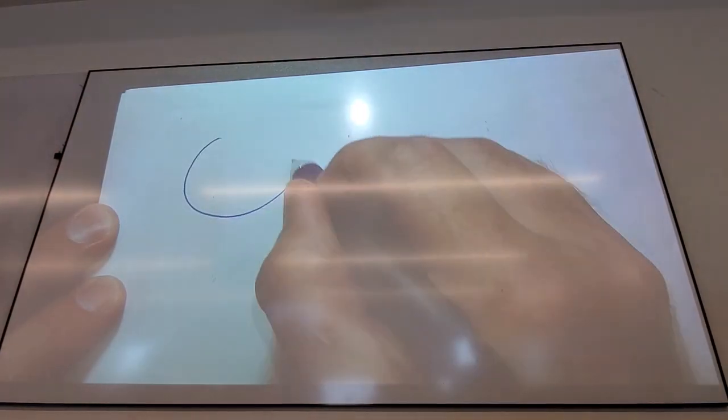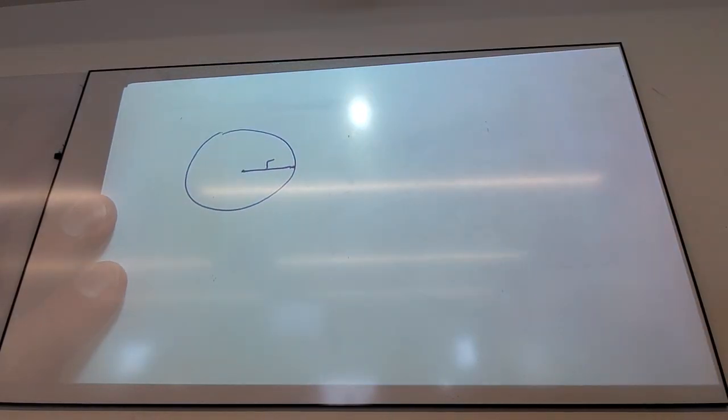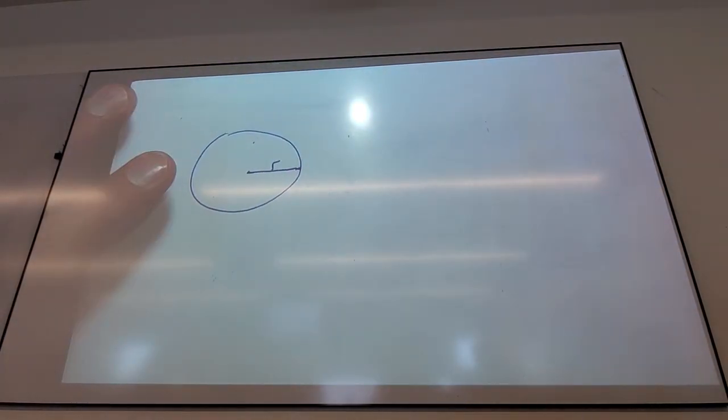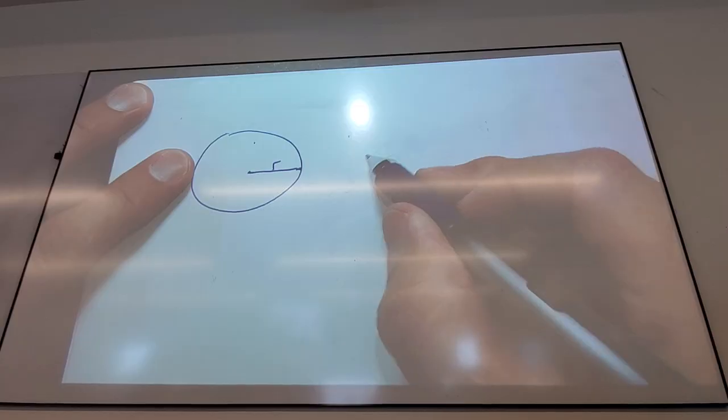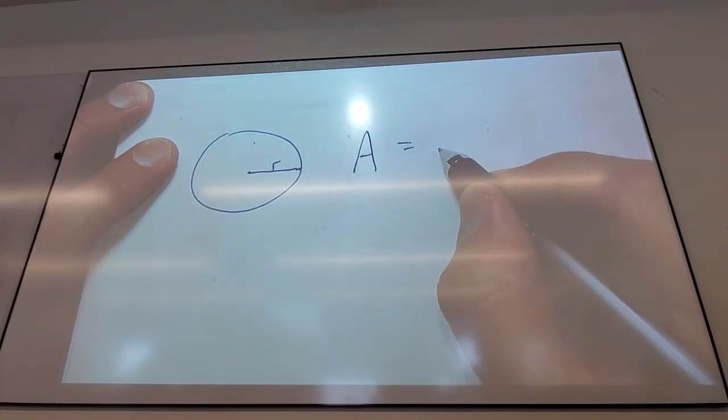If I have a circle, what is the area? What do I need to know to find the area of the circle? If I have a circle and I tell you the radius is r, of course, what's the area of that circle?